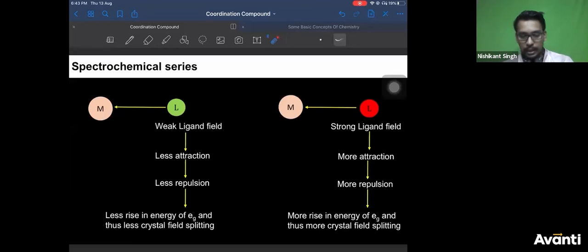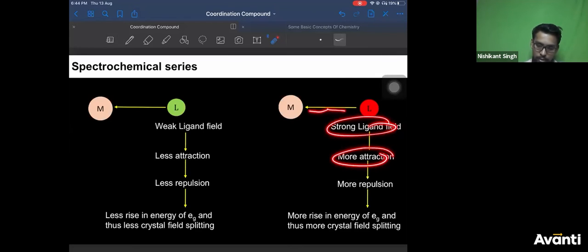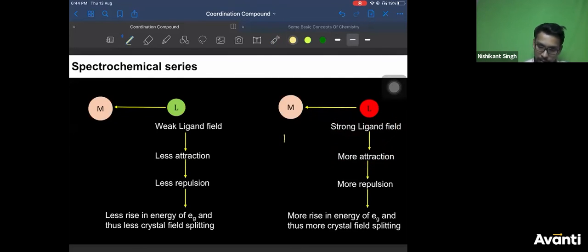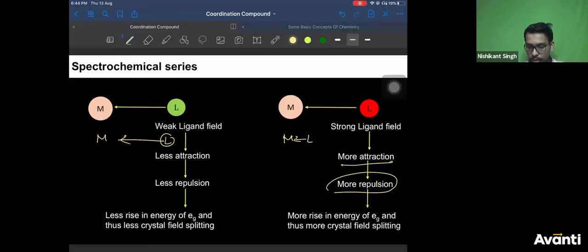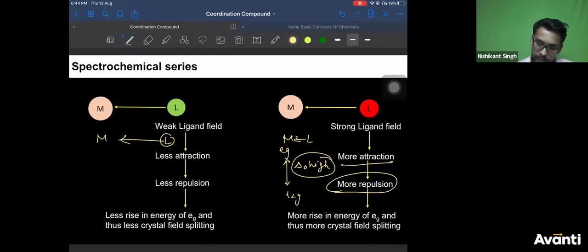So what we are saying is that a strong ligand is attracted by the center metal atom more, so it is closer to the metal atom, and a weak ligand is not attracted by the center metal atom as much. Since more attraction causes more repulsion, the distance between T2G and EG will be high. So your delta O will be high. Is that clear, everyone?